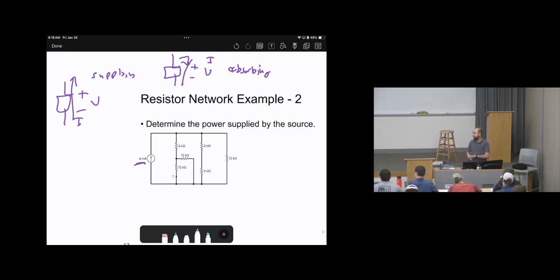Now the question is, is it supplying or absorbing? It's a source, so it should supply power. Okay? But we don't know the voltage direction. How can we assign it? Basically, assume a voltage polarity.